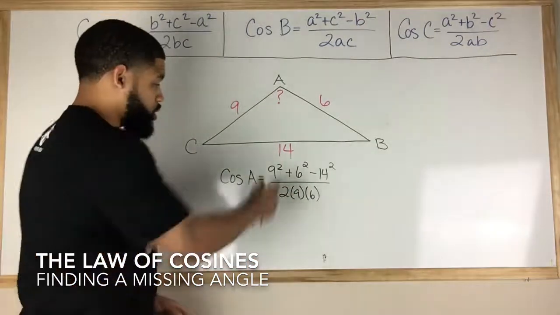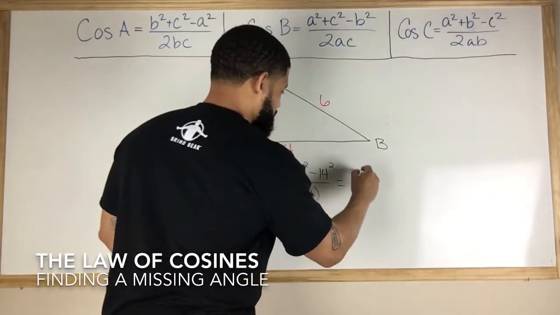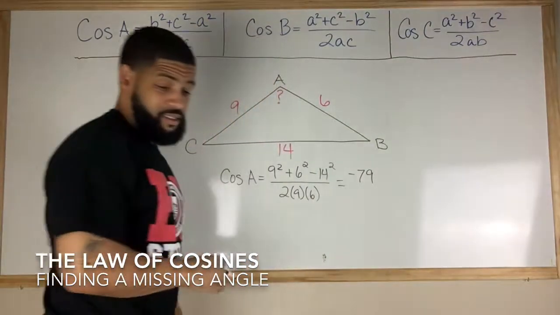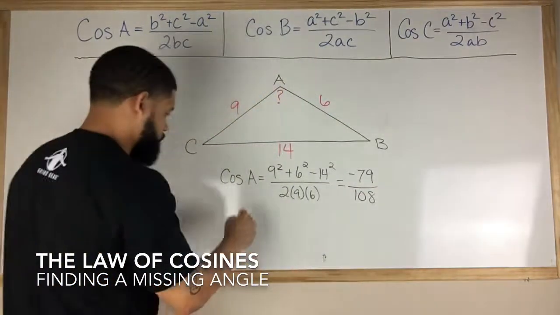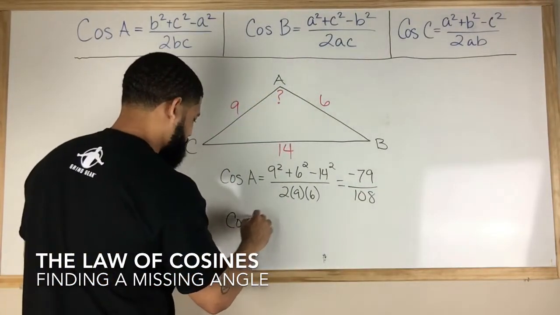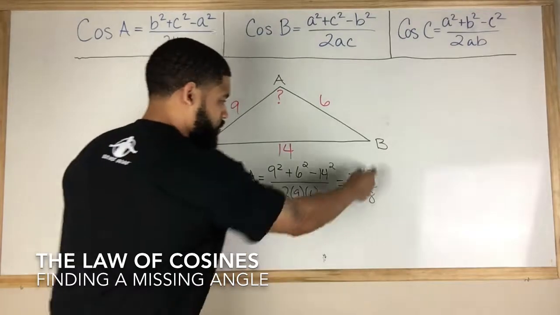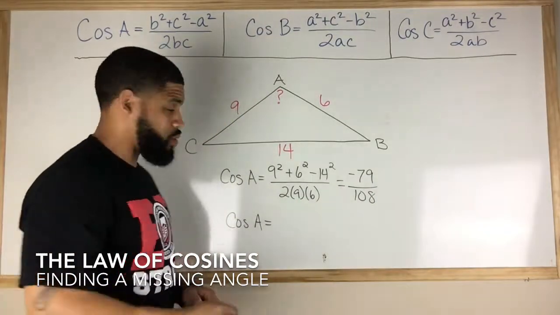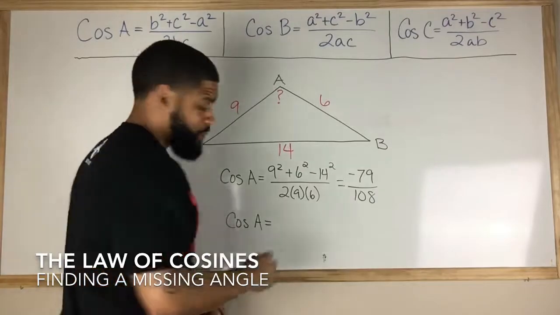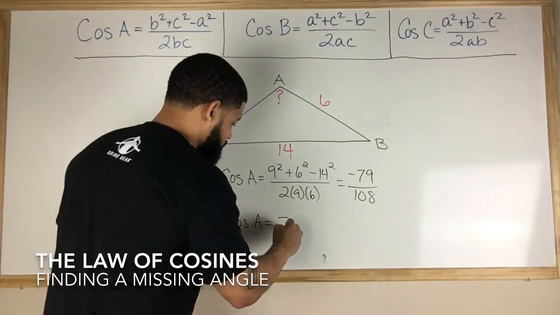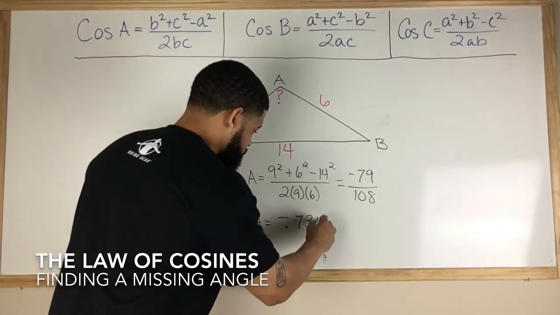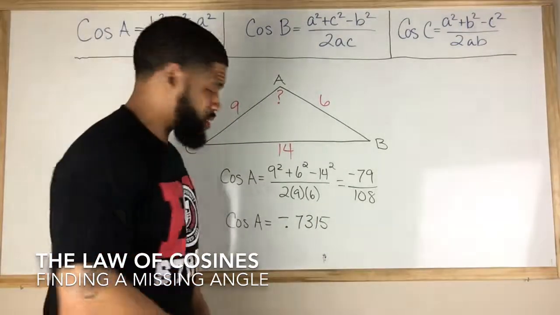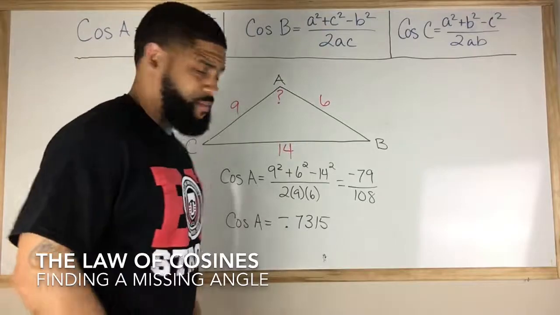When we do the math on top, we actually get negative 79 over 108, okay? So this tells me that the cosine of angle A is equal to, if I simplify negative 79 over 108, I'm going to actually get negative 0.7315, okay?